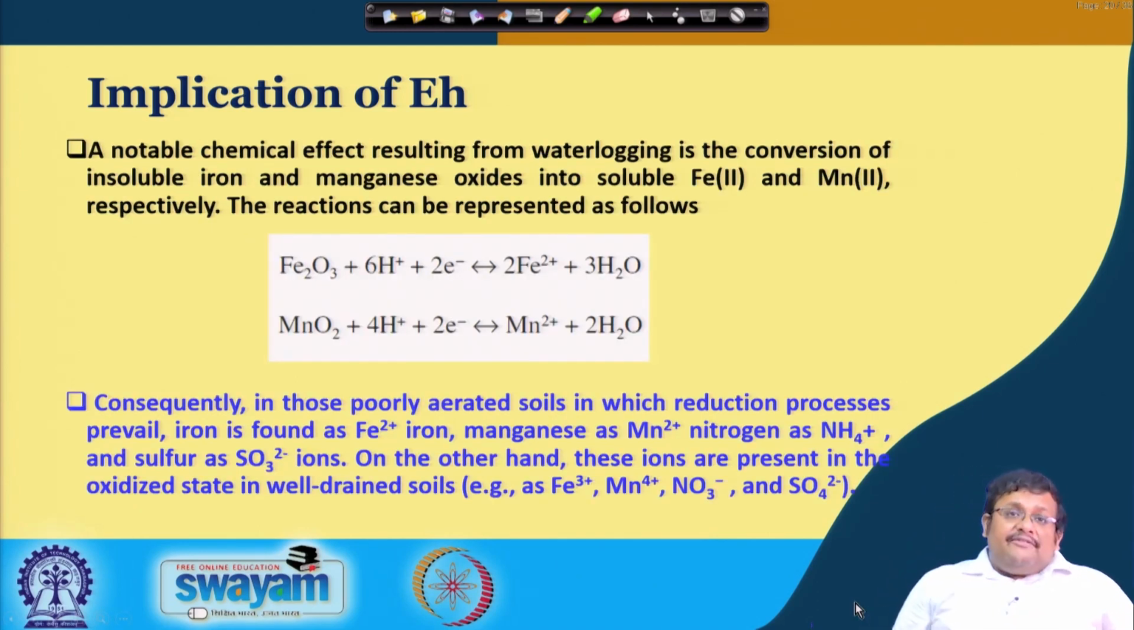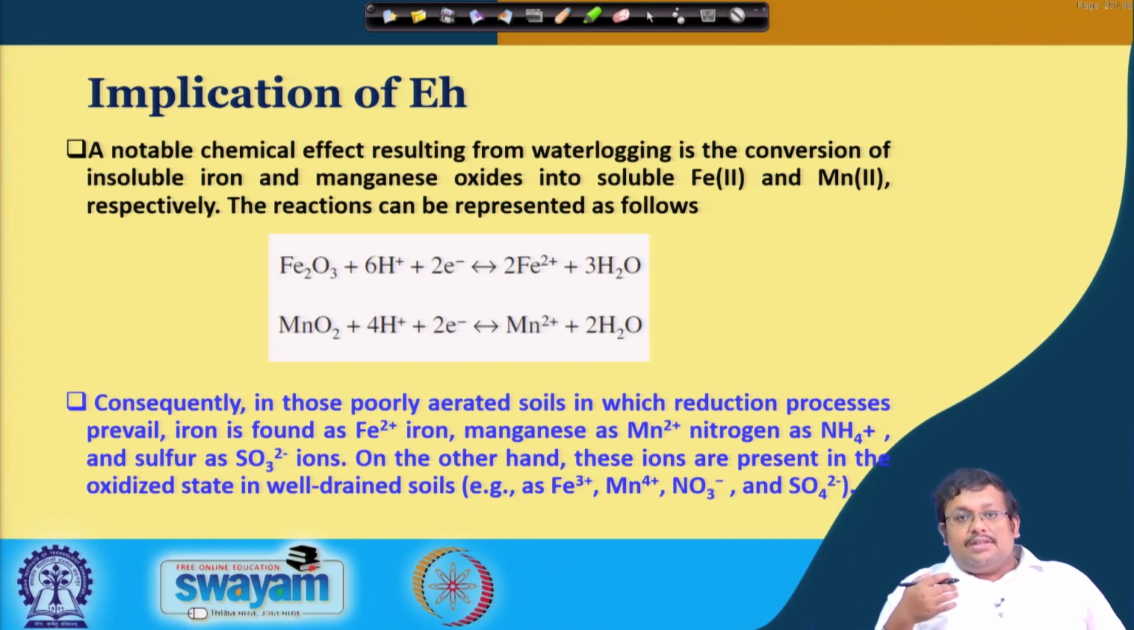Now, a notable chemical effect resulting from waterlogging is the conversion of insoluble iron and manganese oxide into soluble Fe2+ and Mn2+. Okay. Now, we generally see that when there is waterlogging, the Fe2O3 or ferric oxide will be reduced to Fe2+ by taking 2 electrons, and then manganese oxide MnO2 is converted to Mn2+. So, it is reduced, and both Fe2+ and Mn2+ are formed.